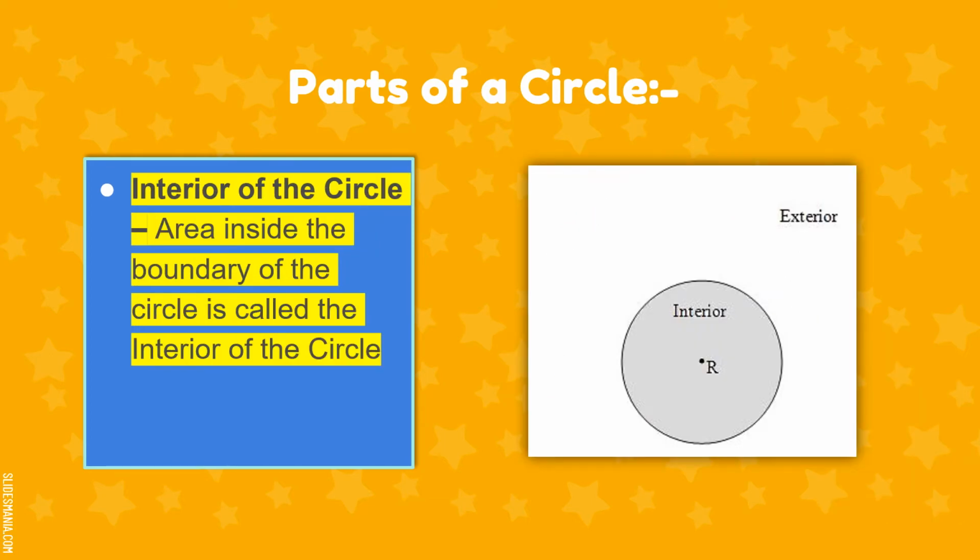So children, clearly when you draw a circle, it encloses some area inside it, right? The area inside the boundary of the circle is called the interior of a circle. Like I have drawn a circle over here, and the area inside of the circle, let me color it and highlight it for you. So this whole area here, I'm just shading it for you. This is the interior of the circle, right? And can you see R over here? R is a point which is inside the circle.